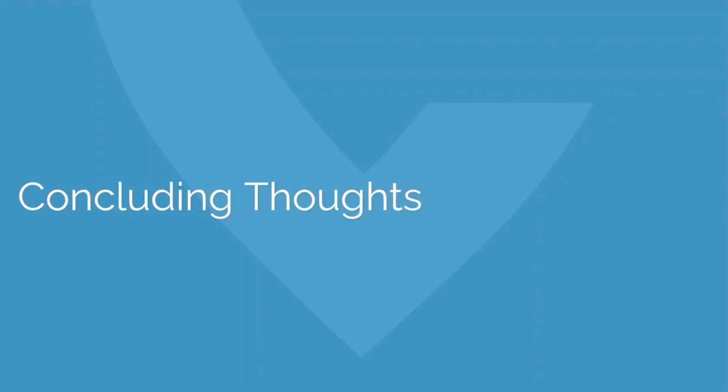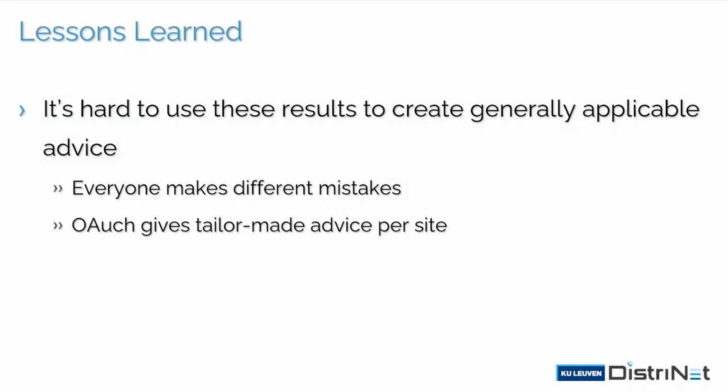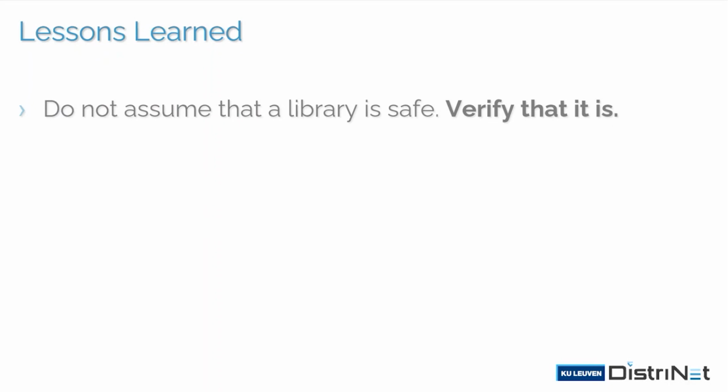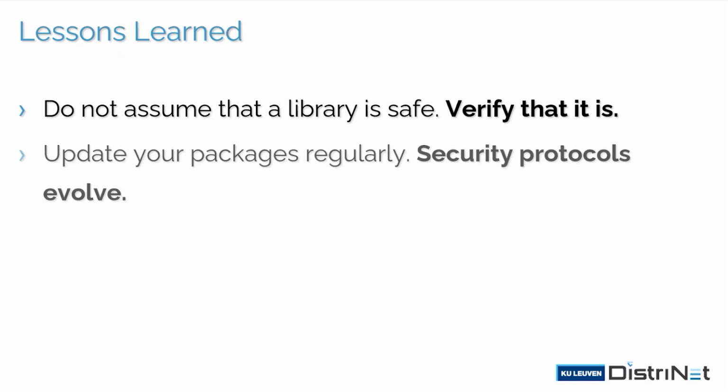Okay, so what have we learned? First of all, it's difficult to just give an overall advice, like you should do this and then you're secure. It doesn't work that way. One thing we saw is that for all the sites we tested, they made different mistakes. And so we really need to give specific advice to each site. But there are some things that we actually can say. First of all, do not assume that if you're using an OAuth library, that it's safe. Test that it's safe using a tool like OAuch or something else, like the OpenID compliance tests, for example.